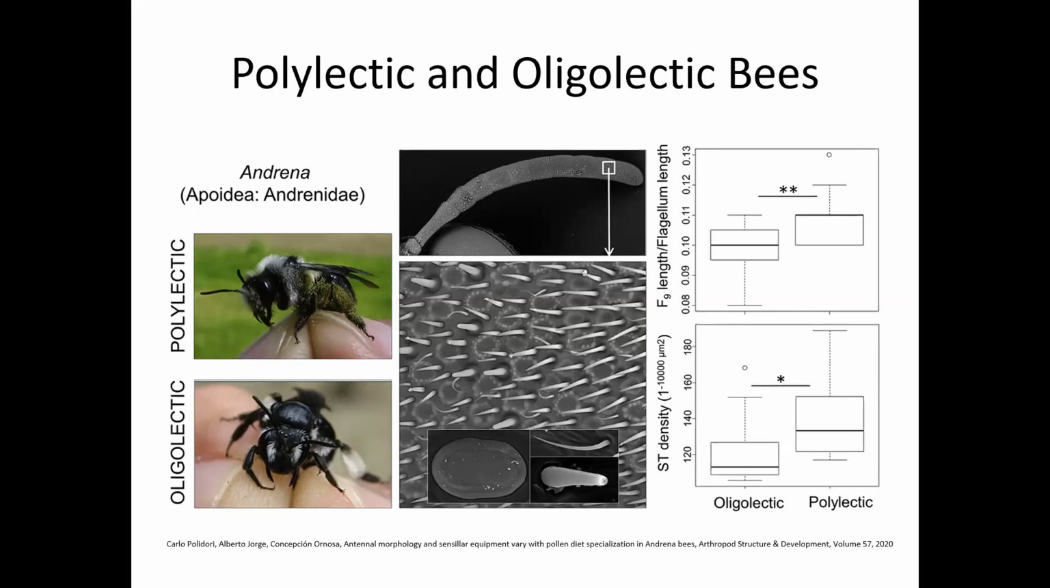So you can really see how the flowers become specialized and the bees become specialized. These things have co-evolved together over millions of years.